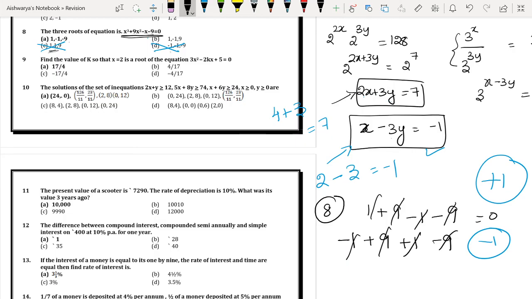Minus 9 the whole cube is 9 cube, which is 729. So it will have a minus here. Okay. Then 9 square is 81. 81 into 9 is positive 729. Then minus of minus 9 is a plus 9 and a minus 9, all gets cancelled, equal to 0. So answer is option A. Are we clear?